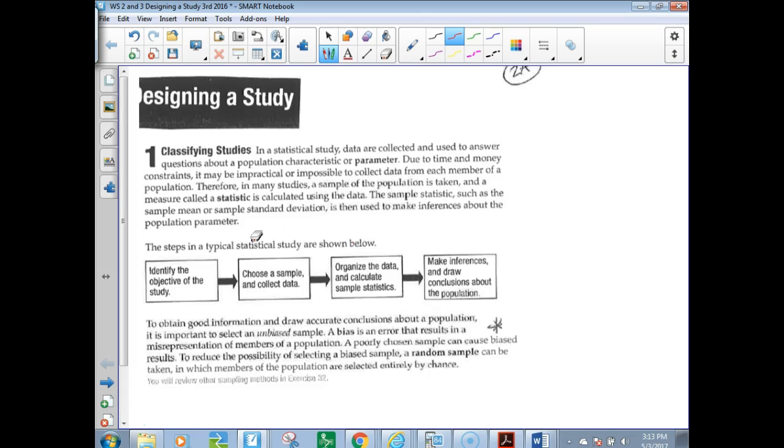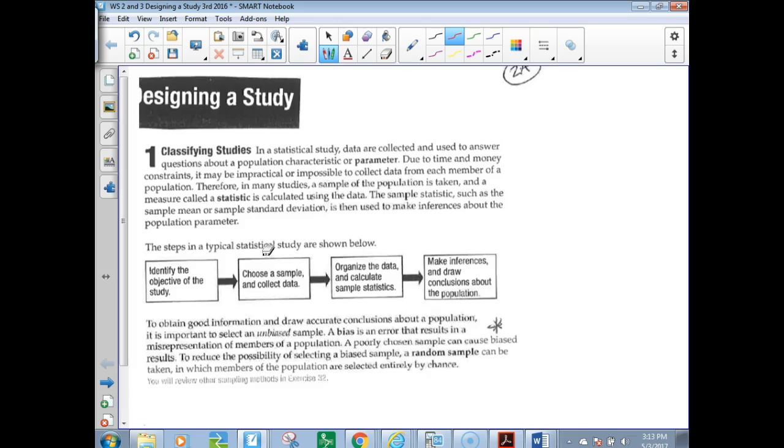The steps in a statistical study are shown below. The parameters are questions about a population characteristic. That's a parameter. I'm not going to go into all of these. I don't want to read everything here to you. If you get interested in reading more, you may.